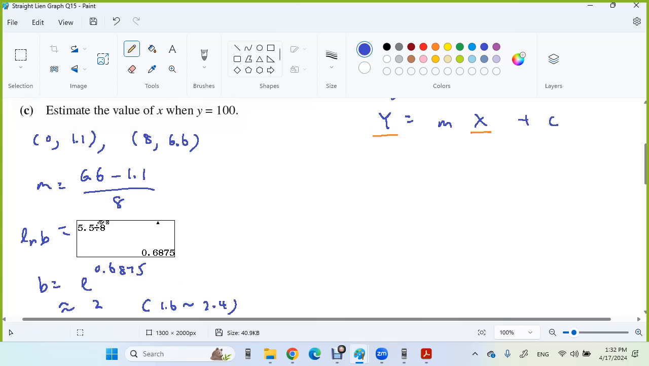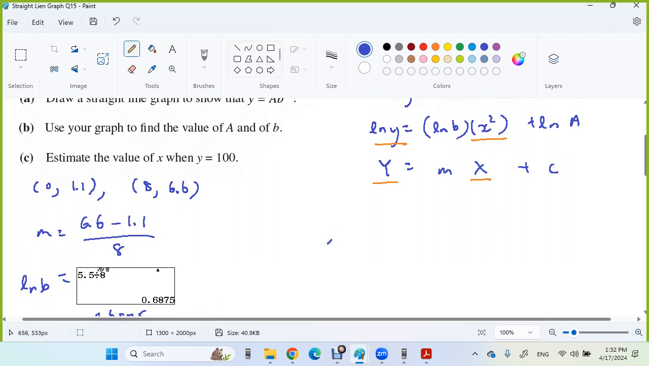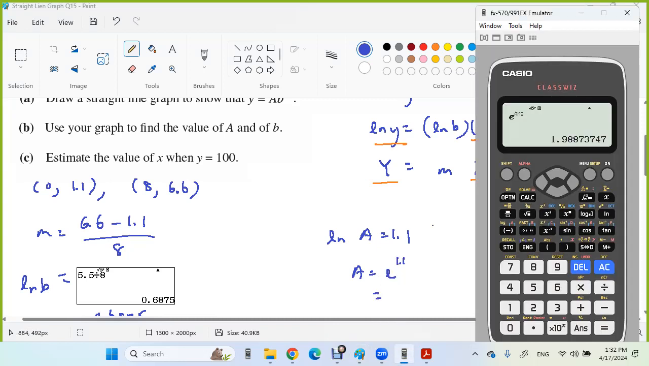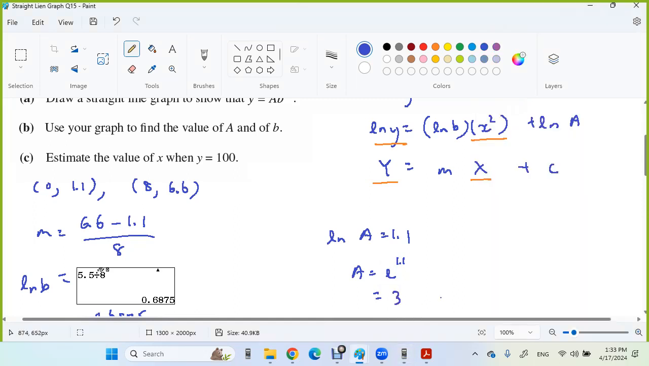And then the C, that is the y-intercept. So ln A is 1.1. Then A will be e to the power of 1.1, which is 3. And for the answer, they allow 2.5 until 3.6. Okay.